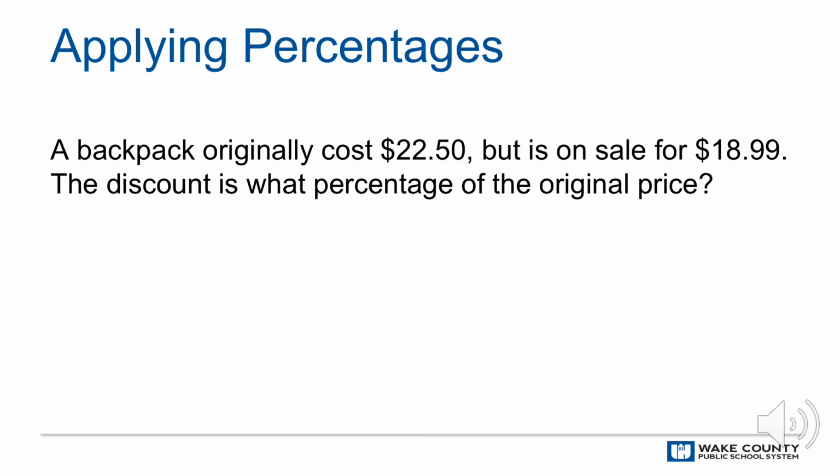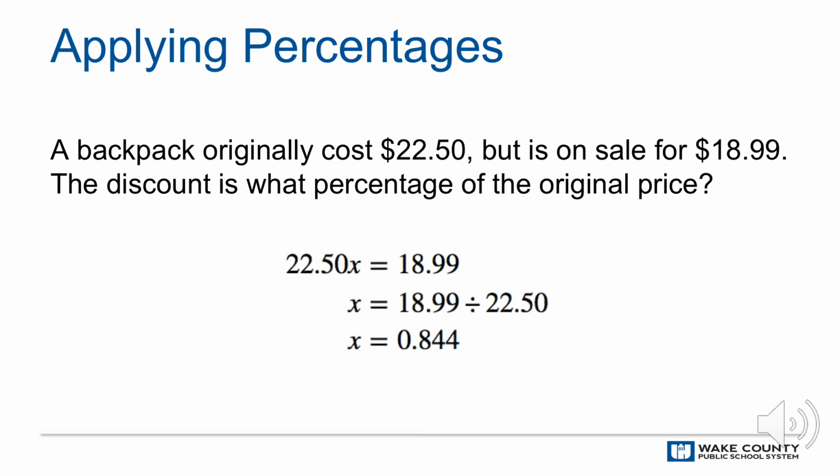Students will be able to find percentage. For example, a backpack originally cost $22.50, but is on sale for $18.99. The discount is what percent of the original price? The sale price is 84.4% of the original price. The discount is 100% minus 84.4%, or 15.6% of the original price.